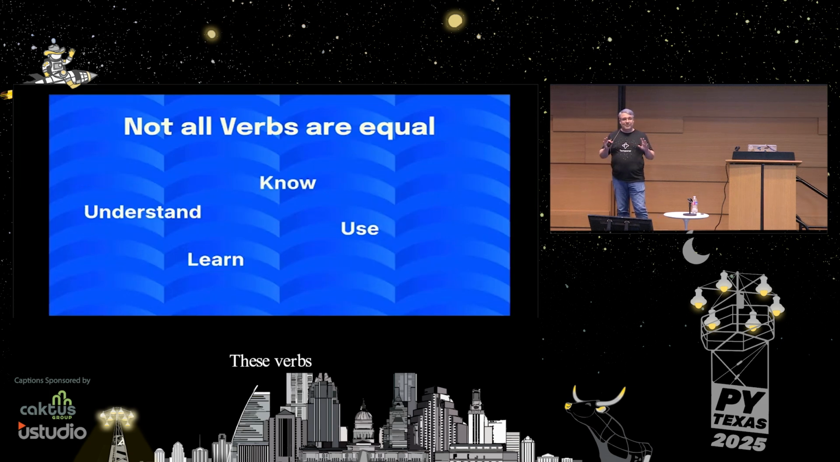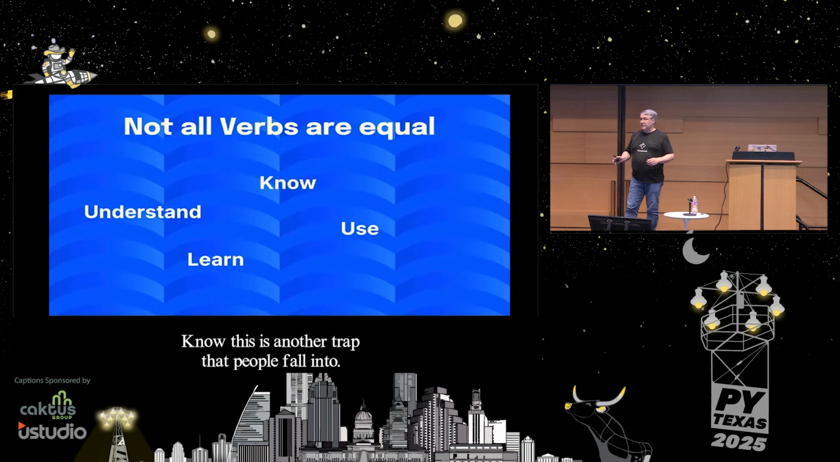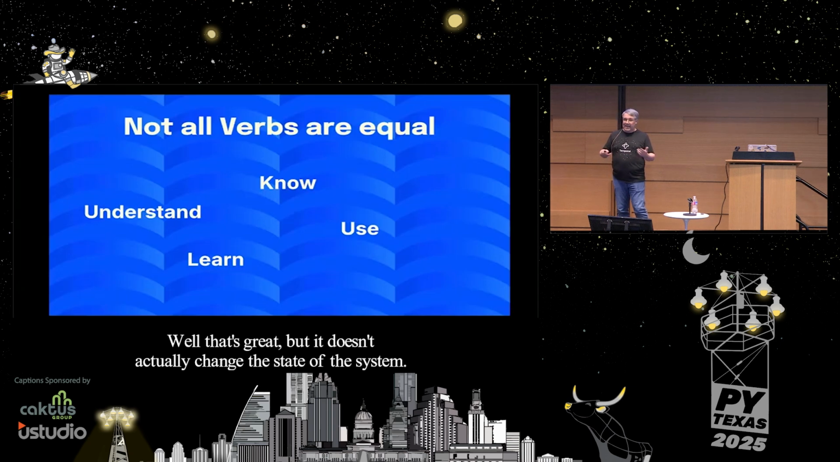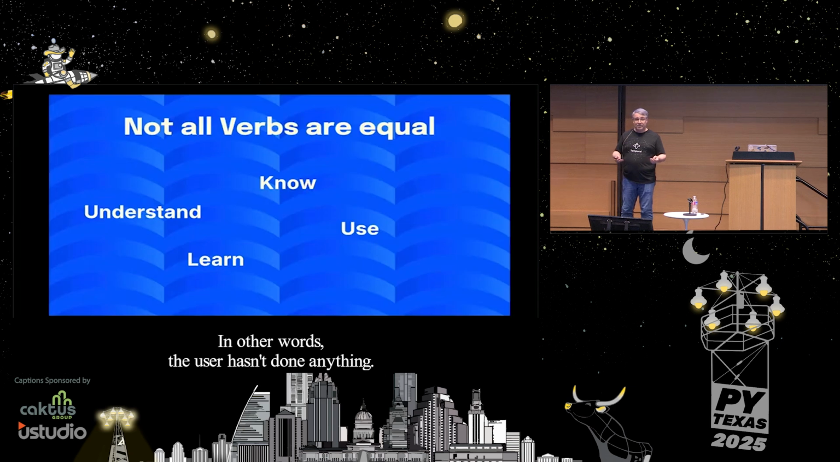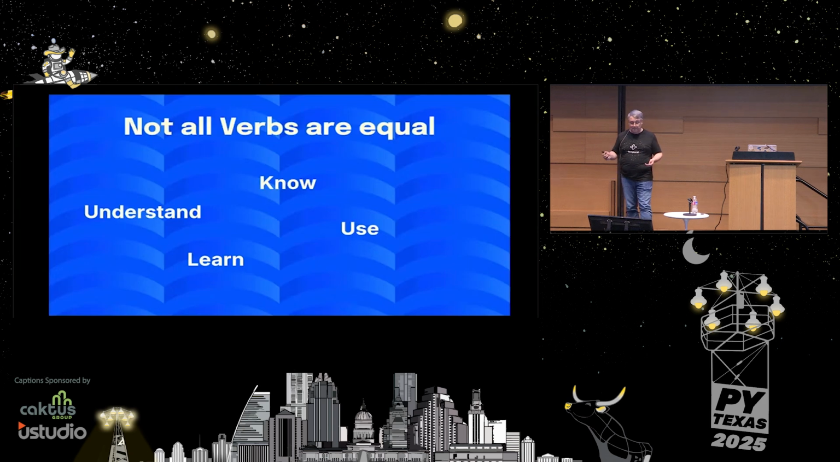These verbs are not so strong for tutorial types of documentation. Understand, learn, know. This is another trap that people fall into. Step 2 is going to be understanding the architecture of my Kubernetes cluster. Well, that's great, but it doesn't actually change the state of the system. In other words, the user hasn't done anything. The only state that's changed is in the user's mind, which is fine, but that's not the point. The user doesn't necessarily want to understand your Kubernetes cluster, they want to set one up. That's what they're here for.